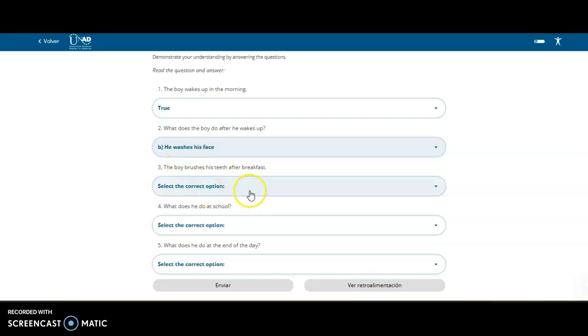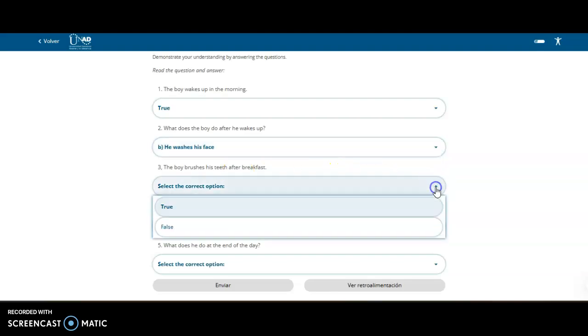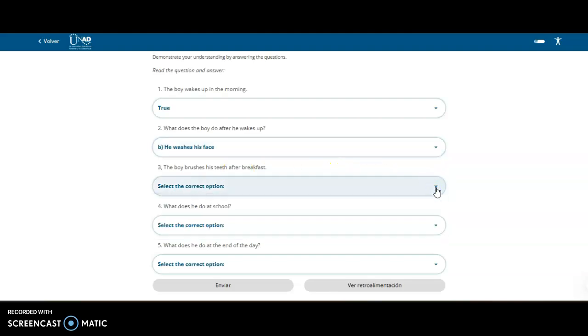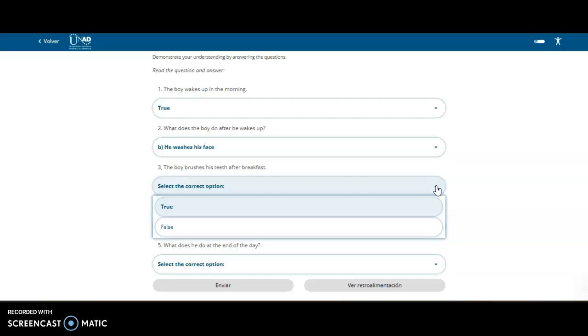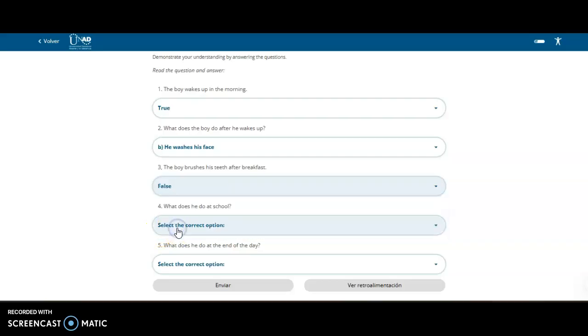Then select the correct option. The boy brushes his teeth after breakfast. Now, what? The boy washes his teeth after breakfast. Okay, is it true or false? In the video, the boy doesn't do that one after breakfast. He does it before. Then select the option.